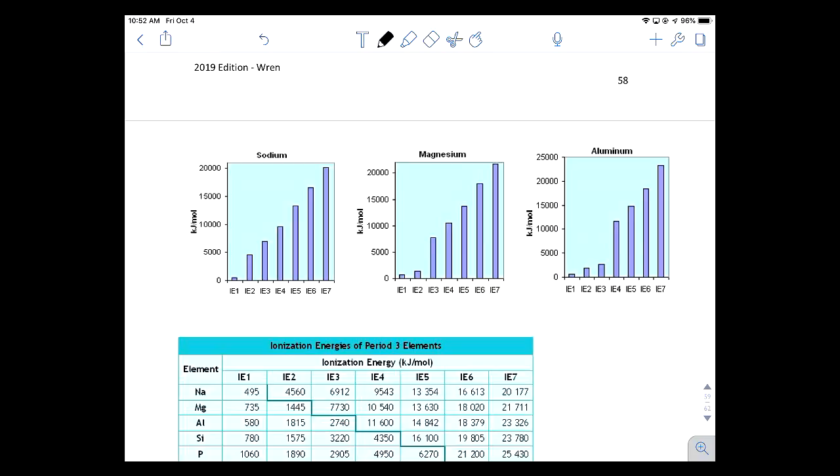Yeah, and so we'll talk about this. Look at the pattern for magnesium. What do we notice about magnesium, and why? Could you explain that? Think about magnesium here.